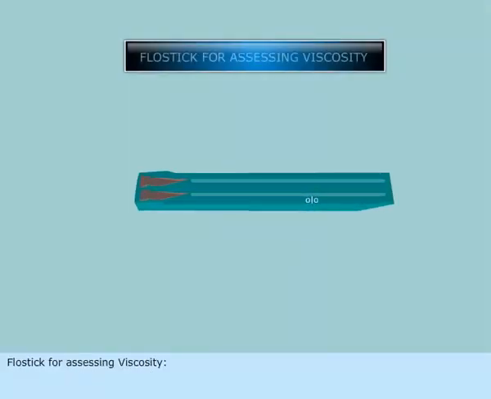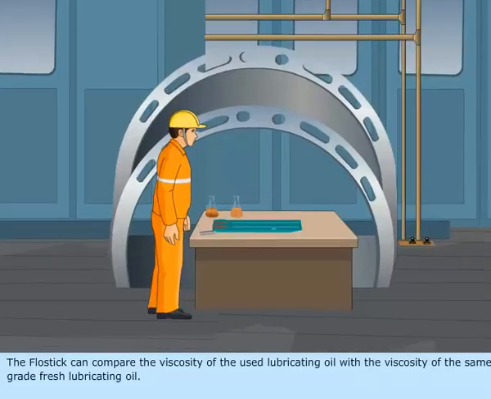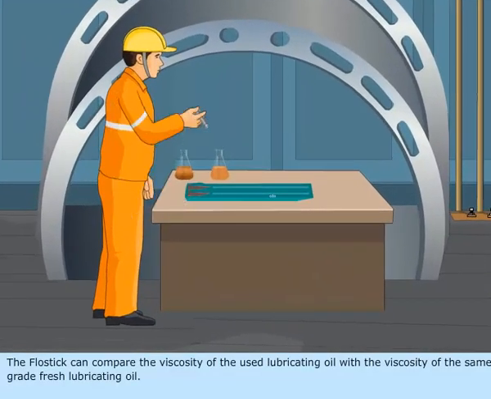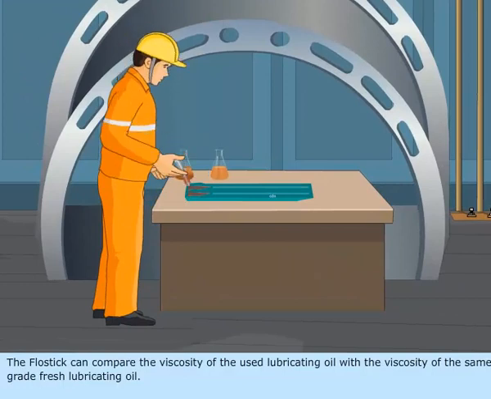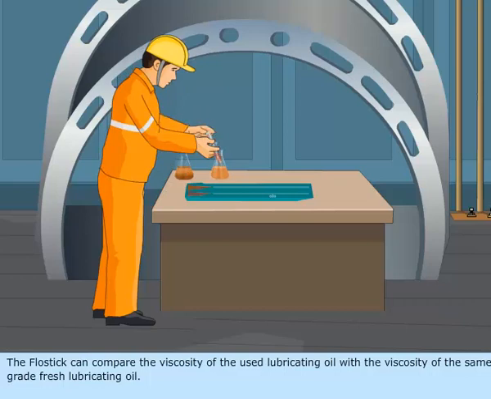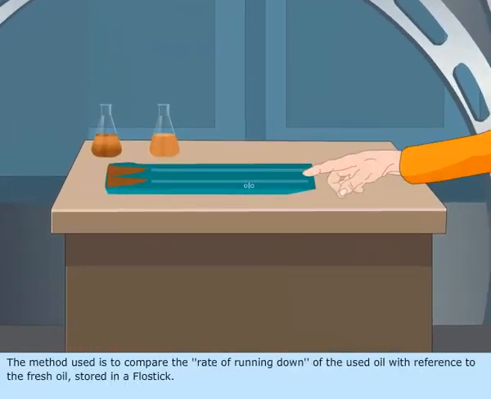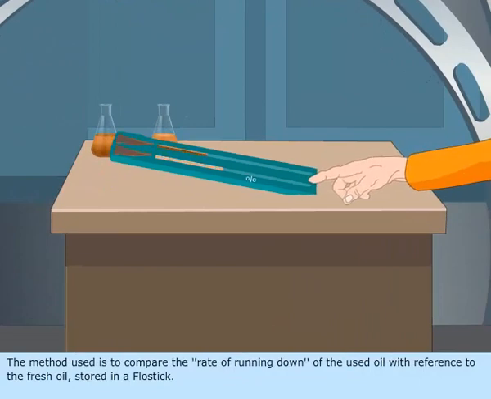Flow stick for assessing viscosity. The flow stick can compare the viscosity of the used lubricating oil with the viscosity of the same grade fresh lubricating oil. The method used is to compare the rate of running down of the used oil with reference to the fresh oil stored in a flow stick.